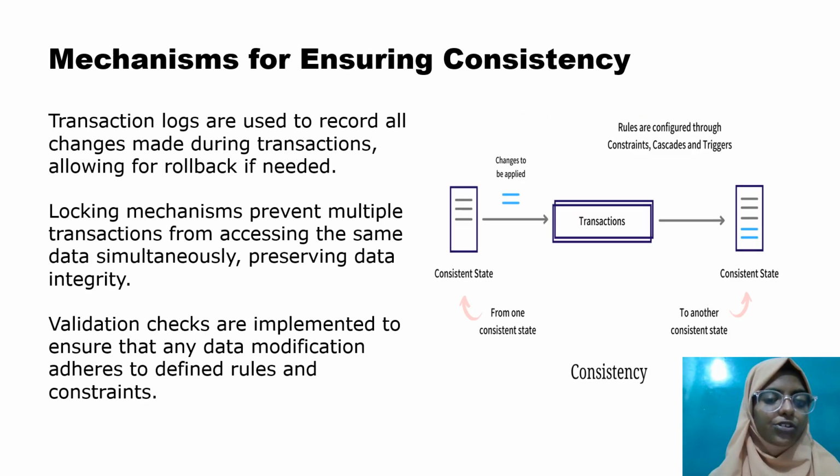Mechanisms for ensuring consistency. Transaction logs are used to record all changes made during transactions, allowing for rollback if needed. Locking mechanisms prevent multiple transactions from accessing the same data simultaneously, preserving data integrity. Validation checks ensure that any data modification adheres to defined rules and constraints.